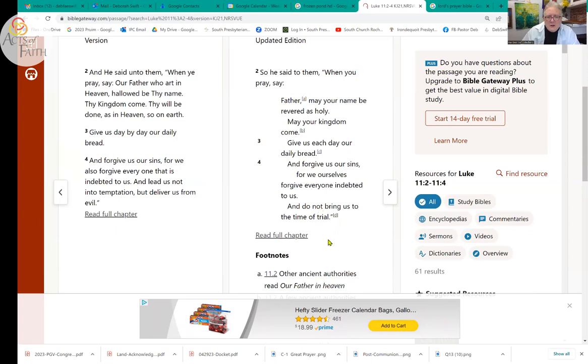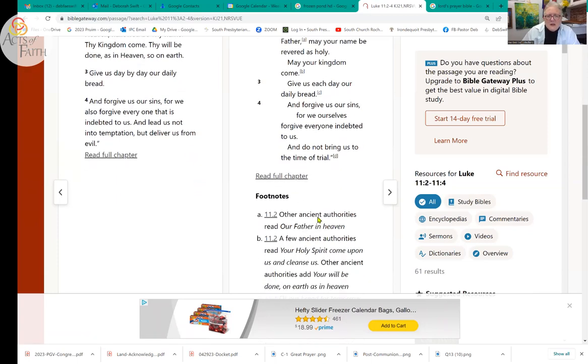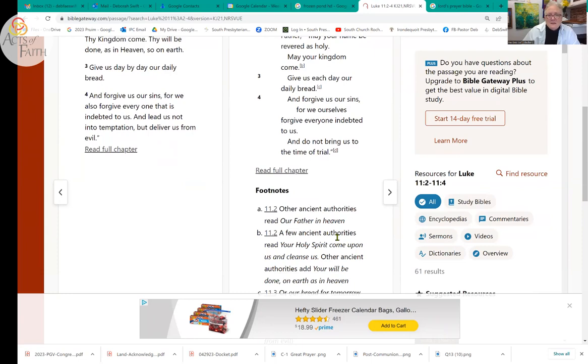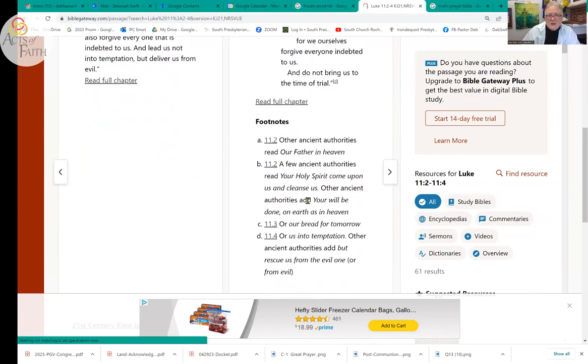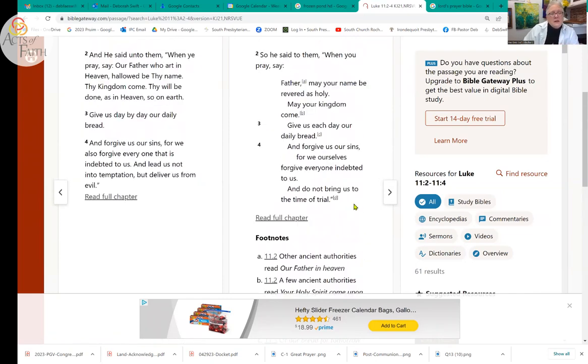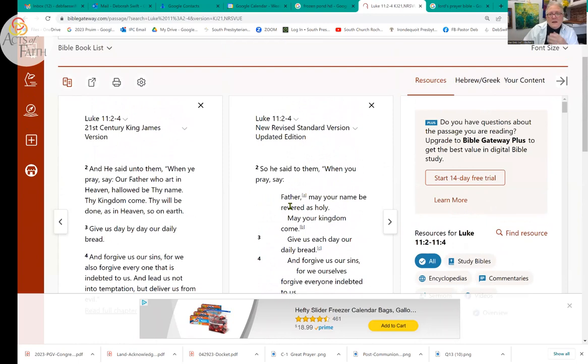So it says Father. And if you look at that, it says other ancient authorities read, "Our Father in heaven." May your kingdom come. A few ancient authorities read, "Your Holy Spirit come upon us and cleanse us." I didn't know that, did you? Other ancient authorities add, "Your will be done on earth as in heaven." So you're getting scholarship with it, and you can compare and you can read.